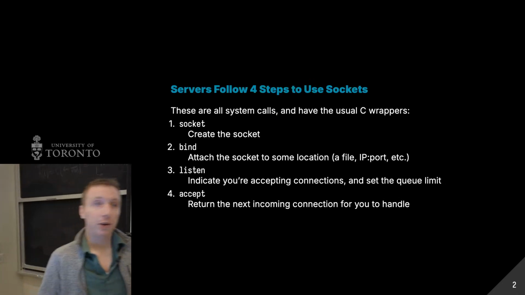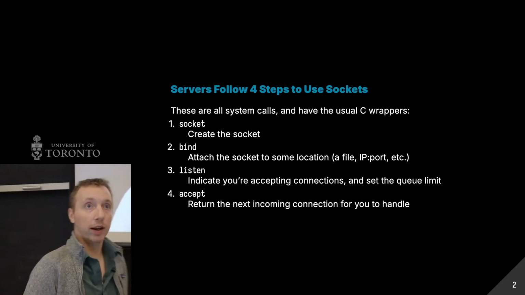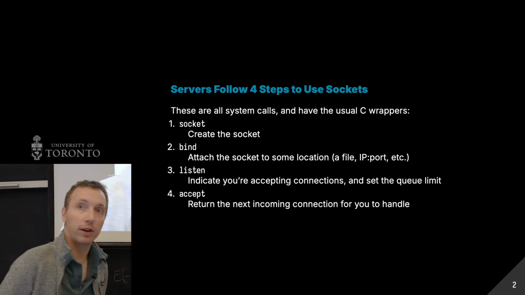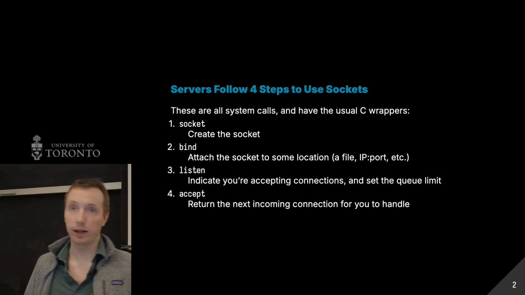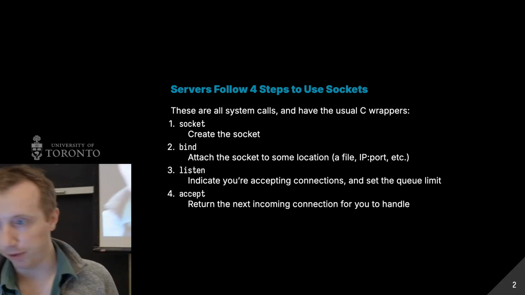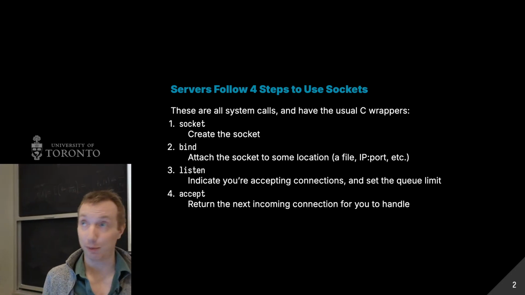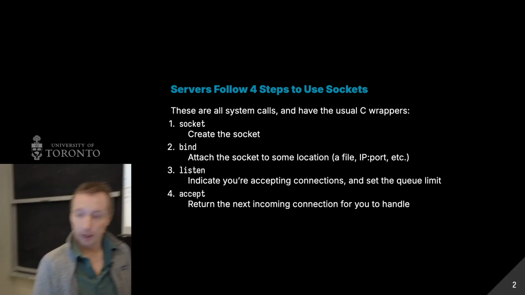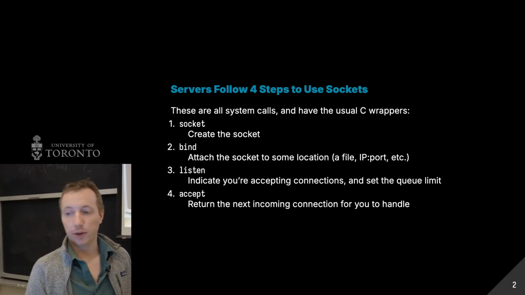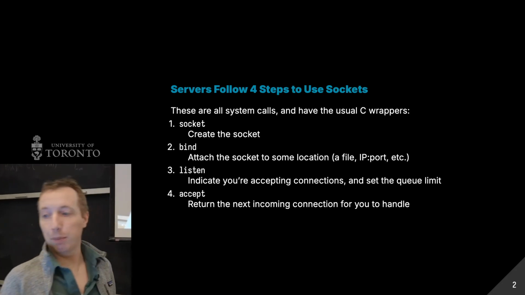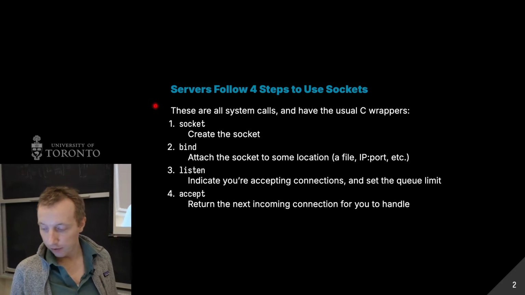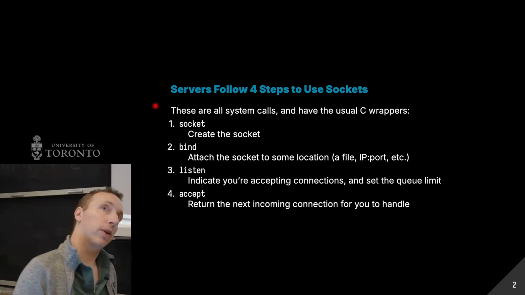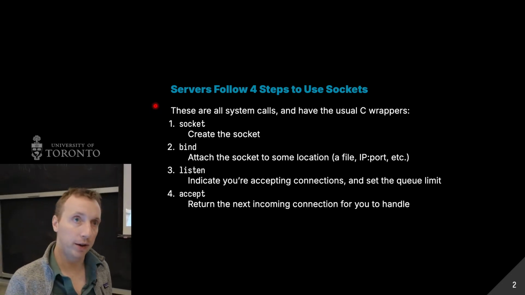So, usually with servers and sockets and internet connected stuff, there are two ends. There's usually a server and a client. And this lecture, if you have any general questions about how things work, feel free to ask them. This is more of a fun lecture. But in your server, generally they follow 4 steps to use a socket. So these are all system calls. They all have the usual C wrappers where it'll return -1 if there's an error, set errno, all of that fun stuff.